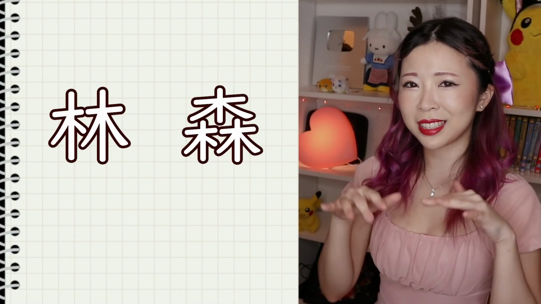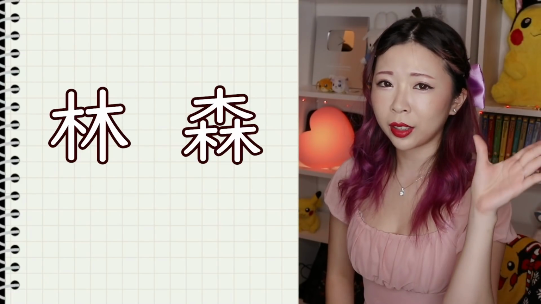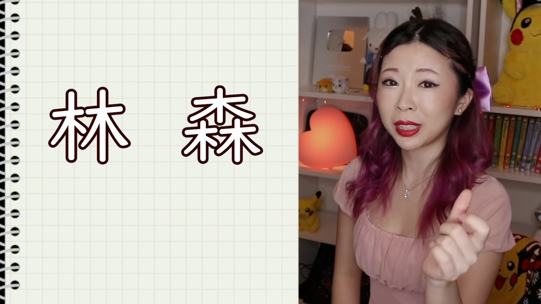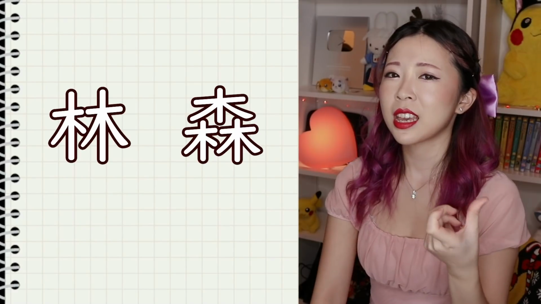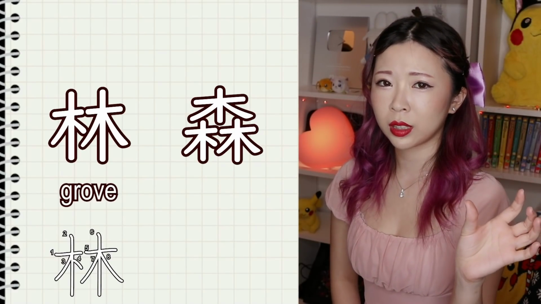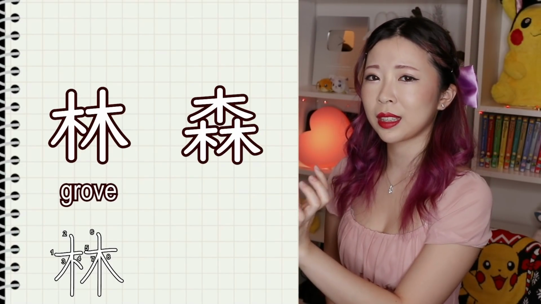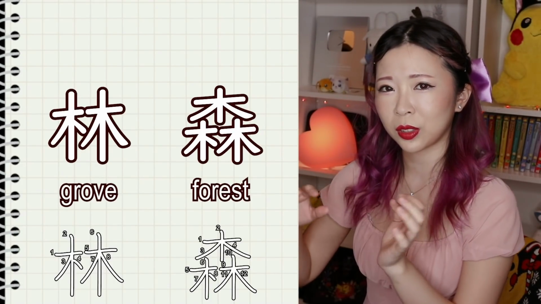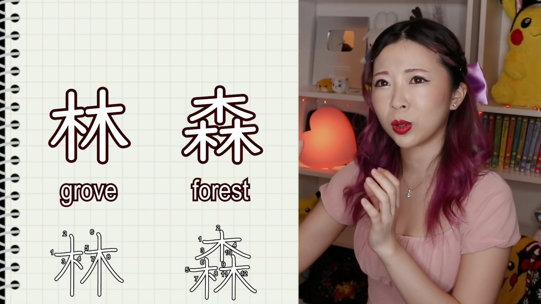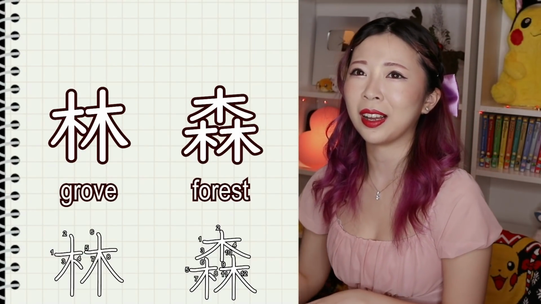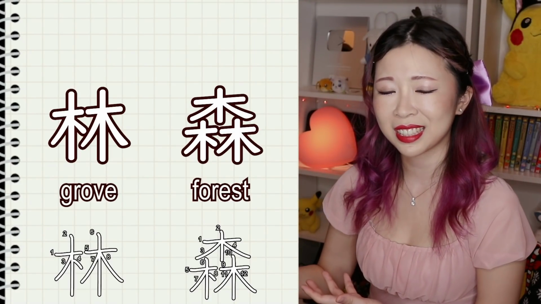And now look at these two kanji. When there are two trees planted next to each other, that means grove or man-made forest. When there are three of them, it means forest. Generally, you can think that the more trees there are, the bigger the forest is.